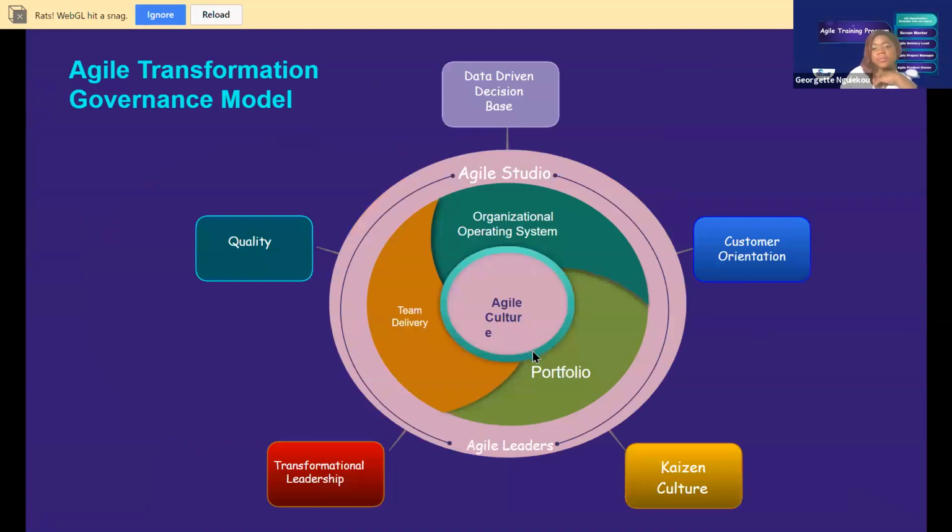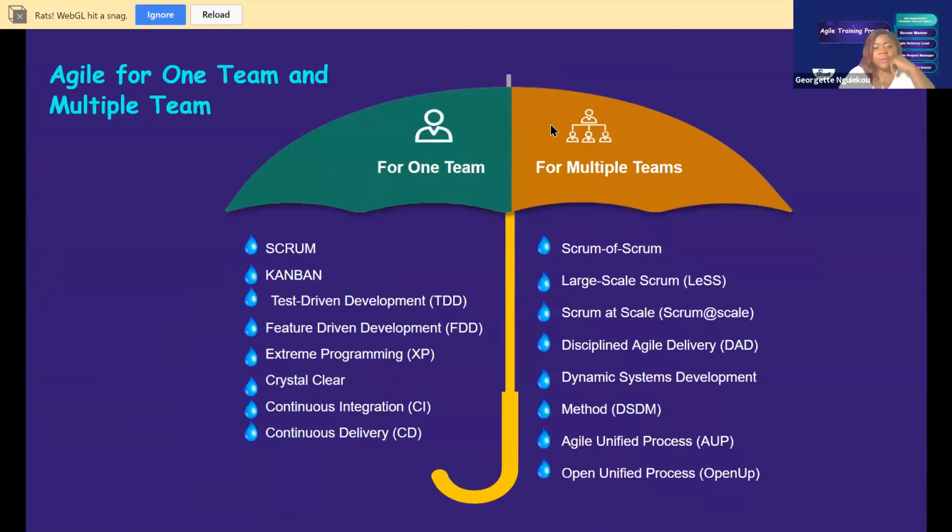And the culture of Agile, right? In an organization where Agile is practiced, it is a different culture. In an organization where it is not fully practiced, it's a different culture. So understanding the culture is very important. And here is actually what happened. This is Agile for one team. When we talk about one team or a few teams, we talk about Scrum, Kanban, test-driven development, feature-driven development, extreme programming, crystal clear, continuous integration, continuous delivery. This is the framework if we are talking about a single team.